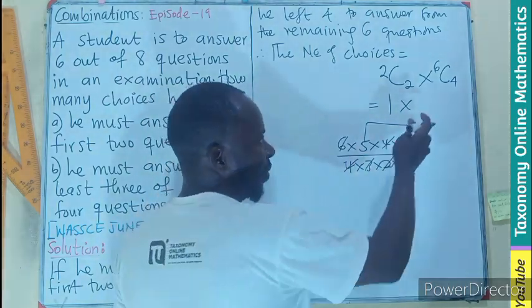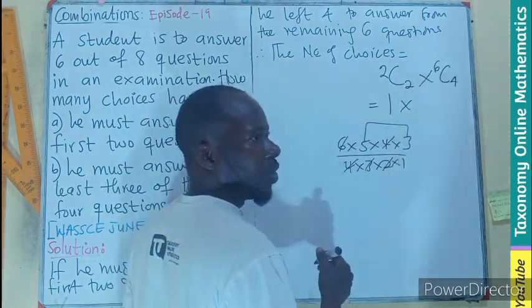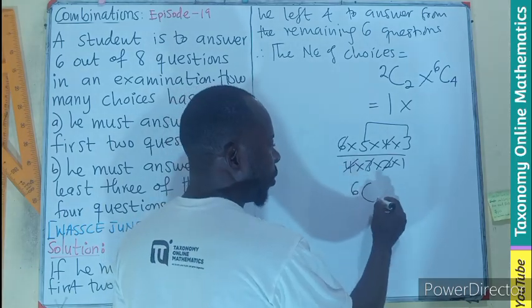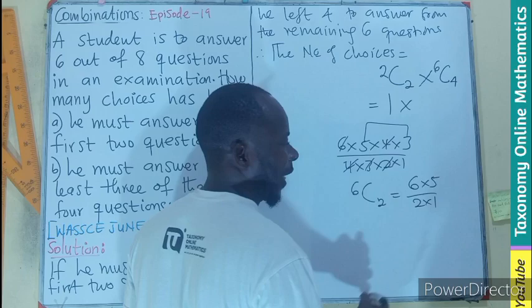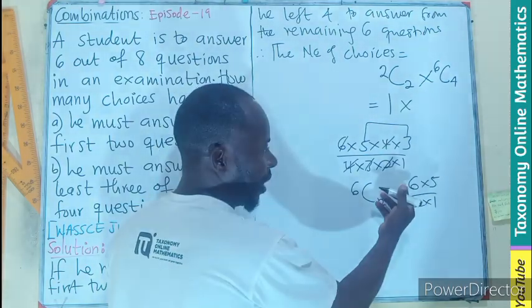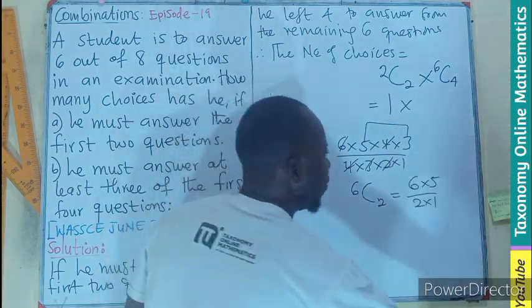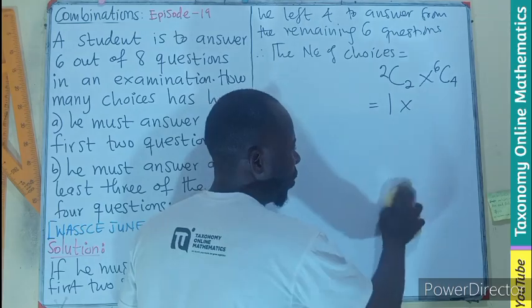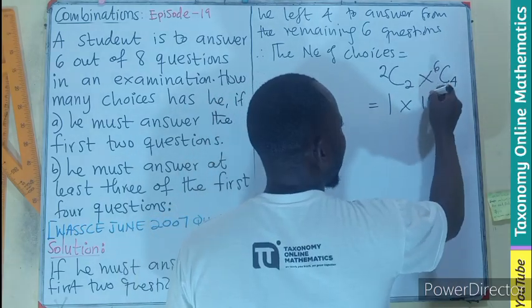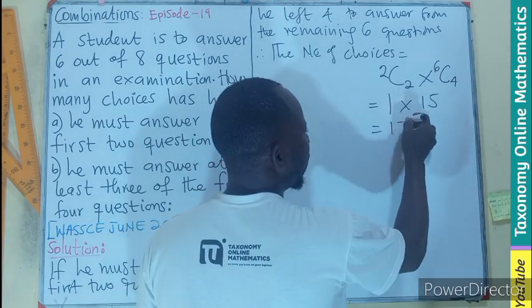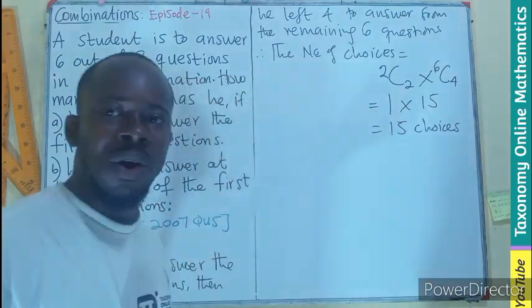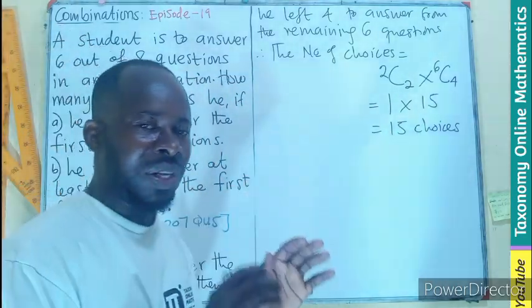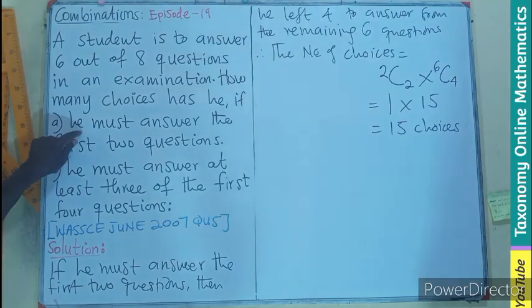Good. Then I can also say that the difference between these 2 is 2. So 6 combination 2, which means 6 times 5 over 2 times 1. That will also be 3 times 5, which is 15. So I am just going to write my 15 since I am looking for space. And that means 15 choices that we are looking for in answering the question if he is obliged to answer the first 2 questions.